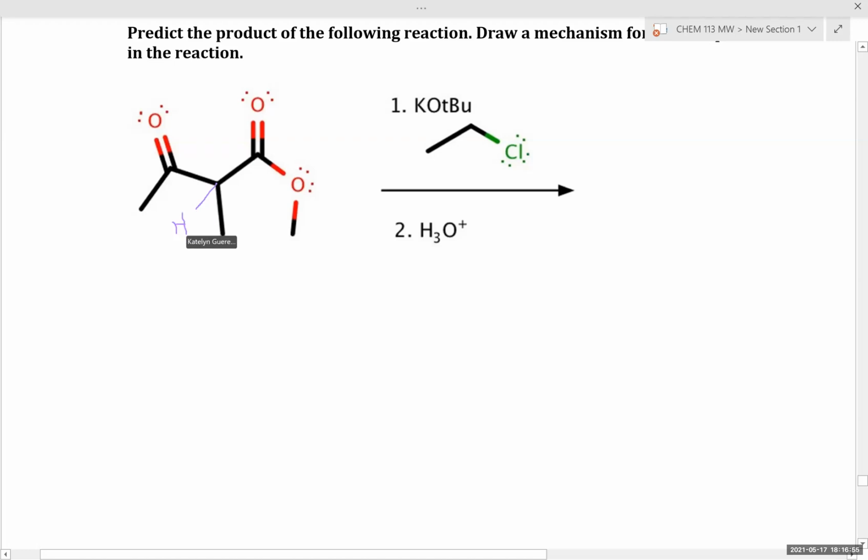So the first step, we treat a beta ketoester, which has an acidic alpha proton, with tert butoxide. Tert butoxide is a reasonably strong base and certainly sufficiently basic to deprotonate these acidic alpha protons, giving us our enolate.